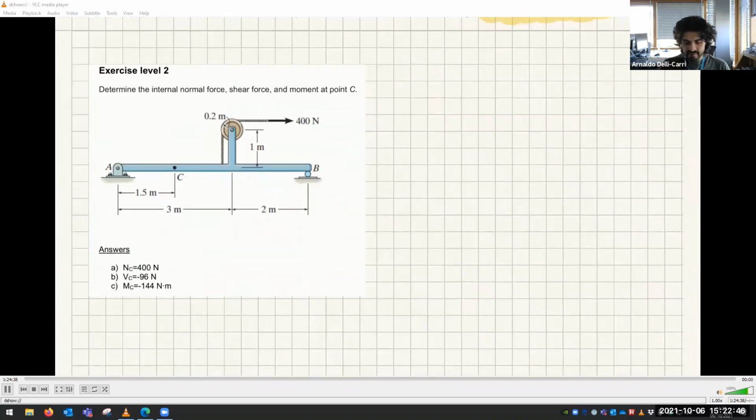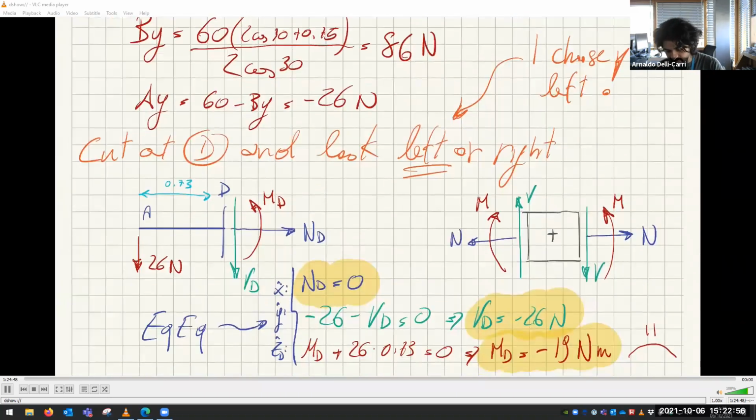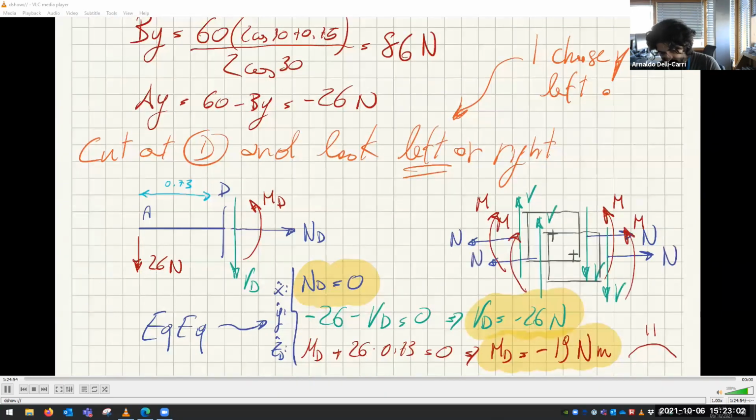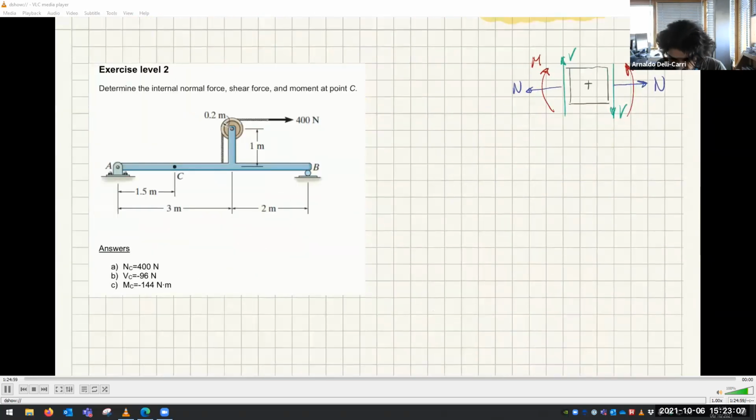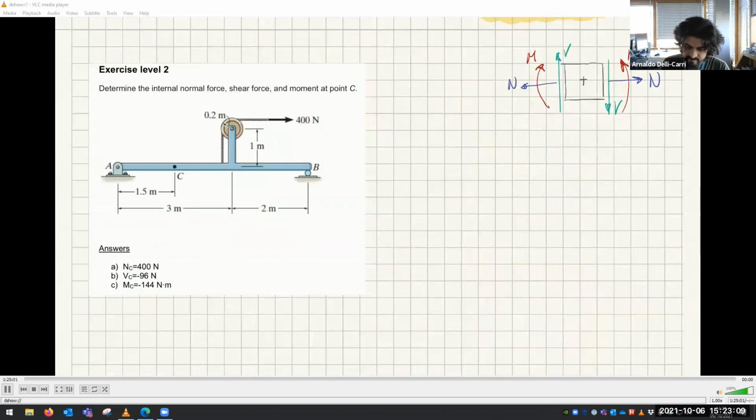Now, again, this is another structure. We want to determine what's happening inside point C, so at the level of internal forces. I'm going to need this. Remember, this is the Santino we need. Put it here. Duplicate. There we go. It's here. It's always available.